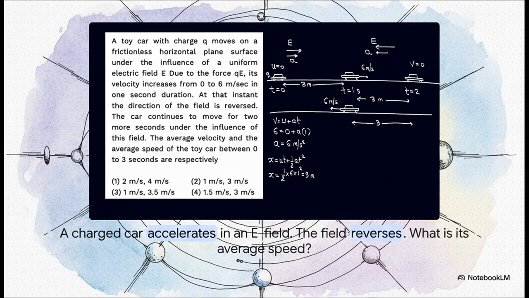We've got a little toy car that has some electric charge, and it's on a surface with no friction. For 1 second, a uniform electric field pushes it, and it speeds up from a dead stop to 6 meters per second. Then, in an instant, the field completely reverses direction. So the question is, what is the car's average speed over the entire 3-second trip?